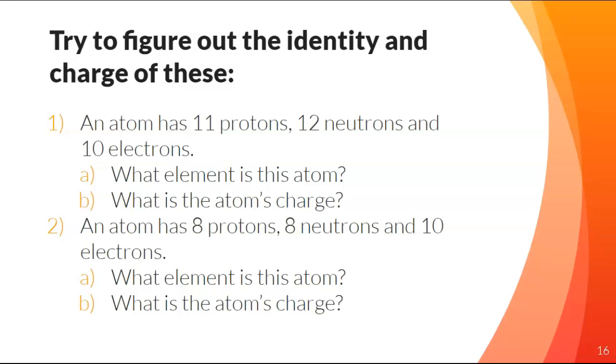Let's try a different one. An atom has 8 protons, 8 neutrons, and 10 electrons. Okay, what element is this atom? Well, what has an atomic number of 8? That would be oxygen. So this must be oxygen. And so what's the charge? We have 8 positive protons and 10 electrons. So 8 minus 10 is negative 2. Which means this atom's charge would be negative 2 because there's 2 more electrons than protons.